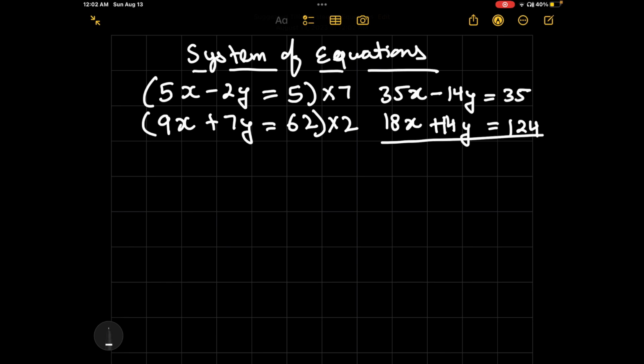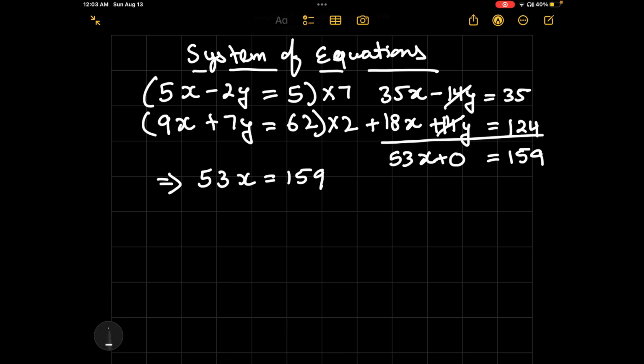Now 14y, one is negative and the other is positive, so we can simply add these two equations. This term goes away, giving us 0. 35 plus 18 is 53, so 53x. On this side, 124 plus 35 gives us 159. So we have eliminated y, and we end up with our equation in x: 53x is equal to 159.